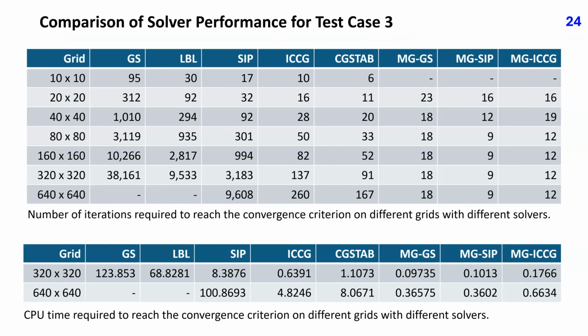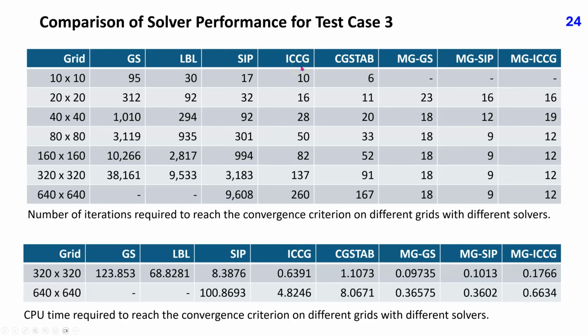The first table in this slide shows the number of iterations required to reduce the residual norm by 6 orders of magnitude for each grid and solver used. We see that for point Gauss-Seidel solver, the number of iterations required to meet the convergence criterion increases by almost a factor of 4 with each grid refinement by halving the spacing in each direction, and by approximately a factor of 3 for LBL and SIP solvers.